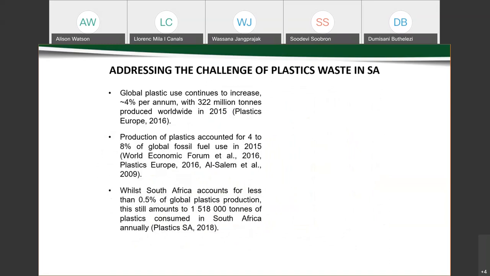So South Africa might be in the SADC region in Africa, but the production is still significant in comparison to other countries. It might be at 0.5%, but in terms of quantities, it's a really significant number. And the very same increase is worrying because South Africa, like many developing countries, is still lacking infrastructure for waste services provision.